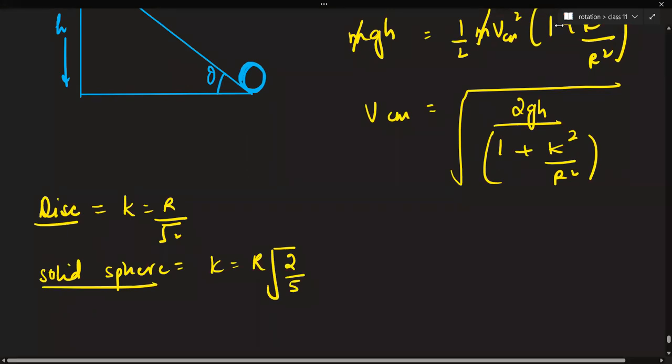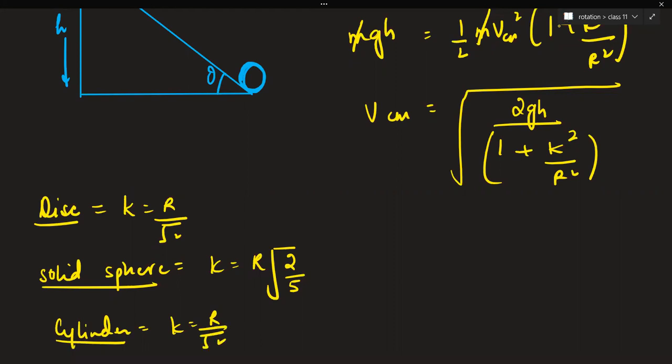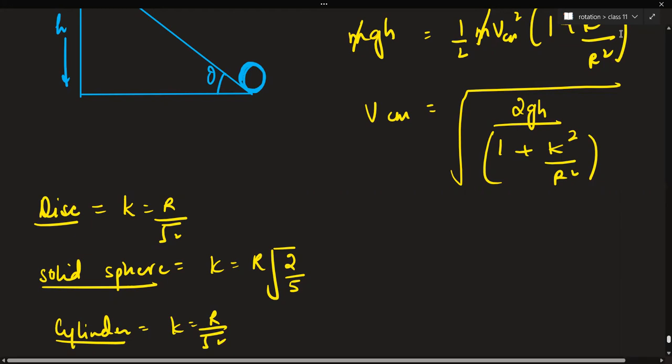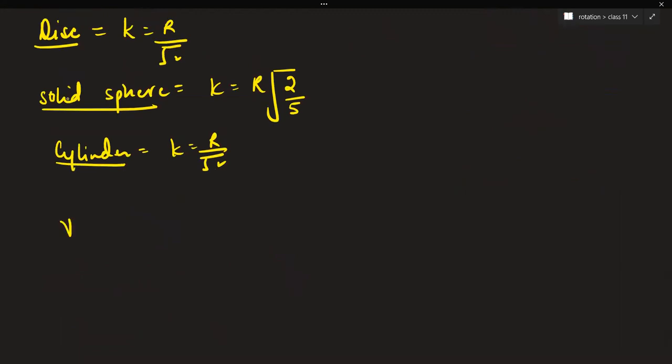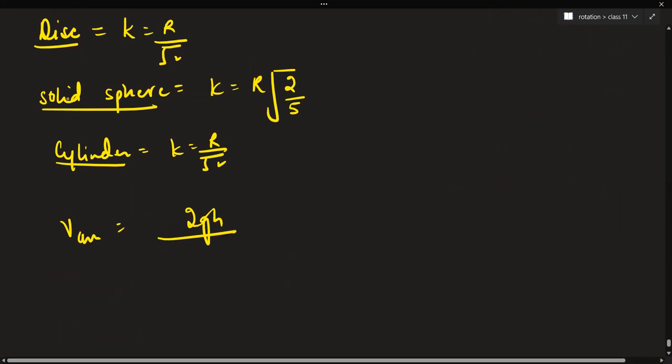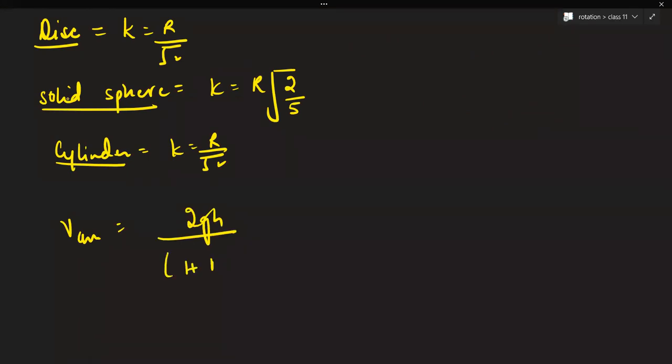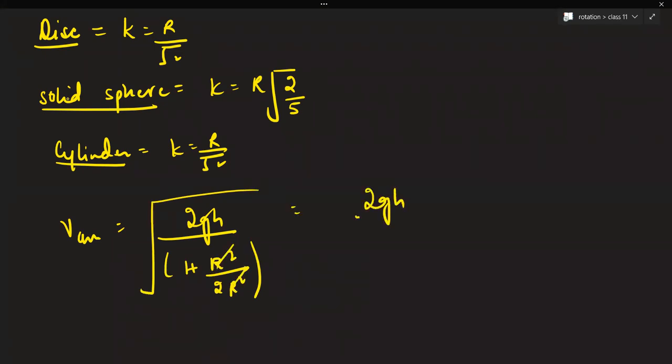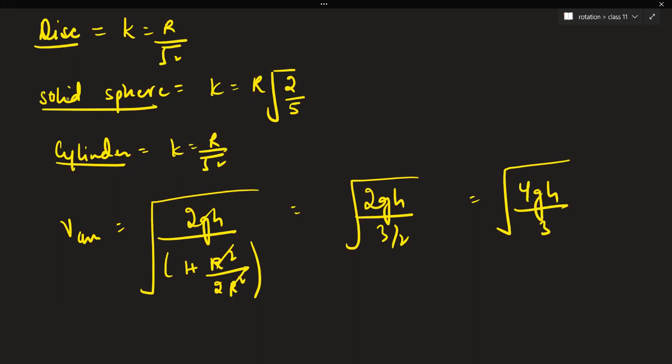And what else do we have? Cylinder. The solid cylinder will be the same as the disk: r by root 2. Now see, for each of these you have to put in the values. So VCM for disk will be the root of 2gh over 1 plus r square by 2r square, because this is k square under the root. So r square gets cancelled, and that becomes 2gh by 3 by 2, so that will be 4gh by 3. Like this will be the velocity for disk, and so on.